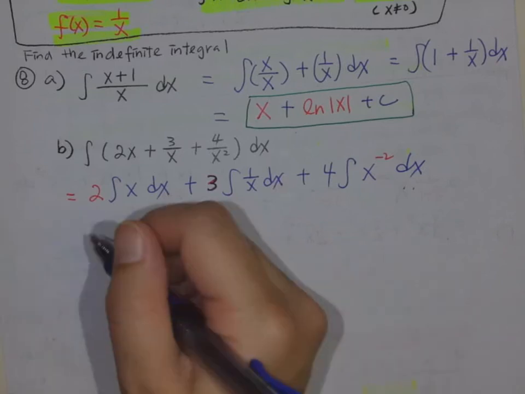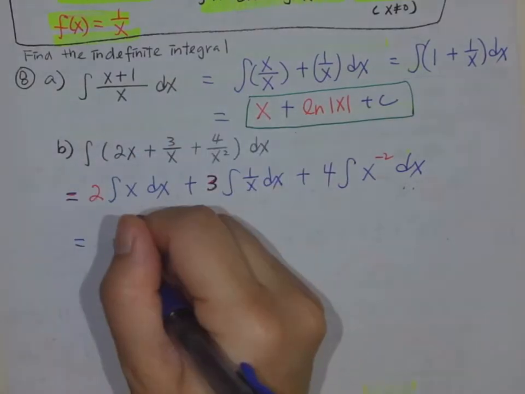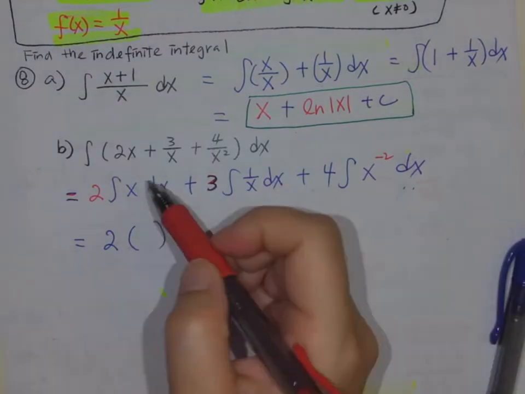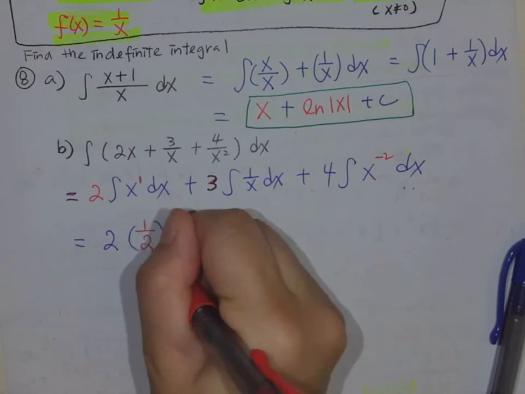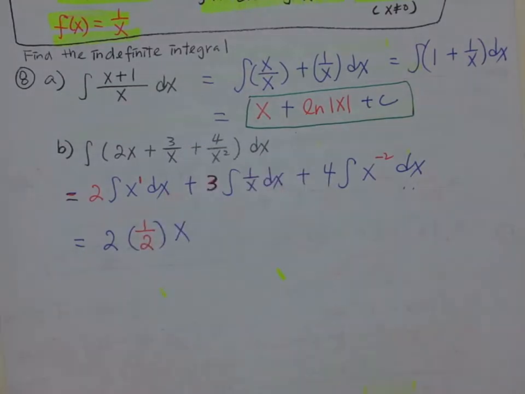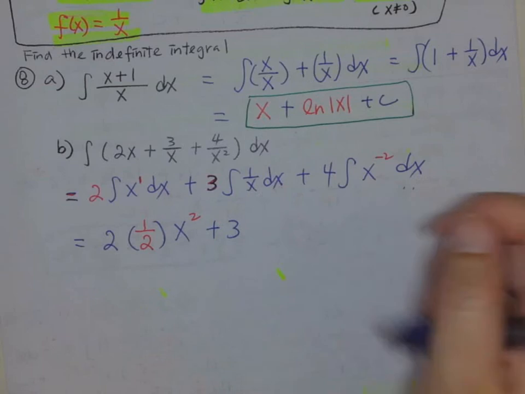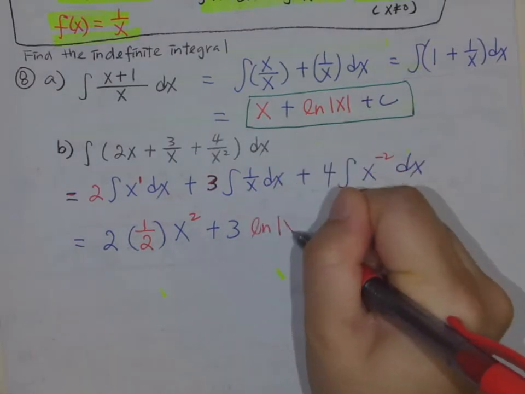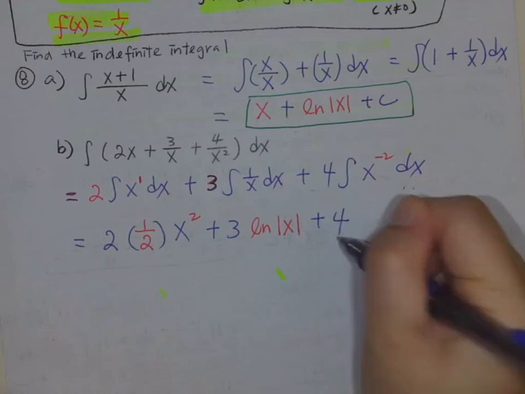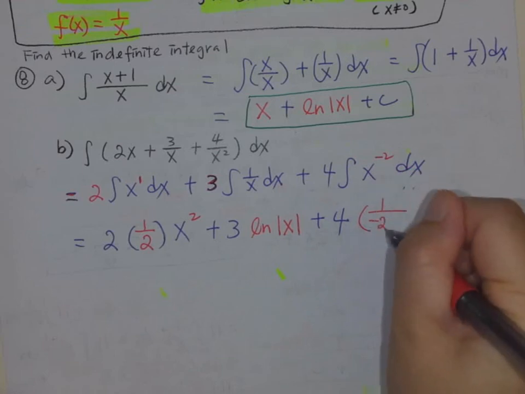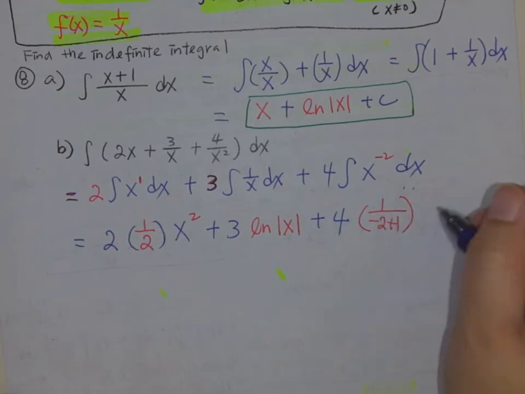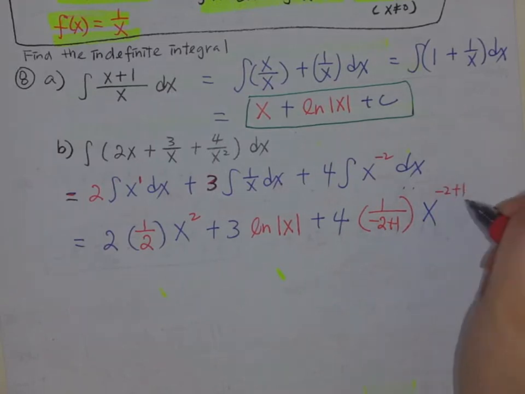So the first one, we are hopefully getting a hang of this. This will be 2 times, this is x to the first power, so 1 over 1 plus 1, right? So it's going to be 2. And then the x also is 1 plus 1, so it's 2 here. Adding a 3, 1 over x will turn into ln of x. And then the 4 will have 1 over -2 plus 1 here, and then times x, also -2 plus 1. Don't forget my c. Okay, let's clean that up.